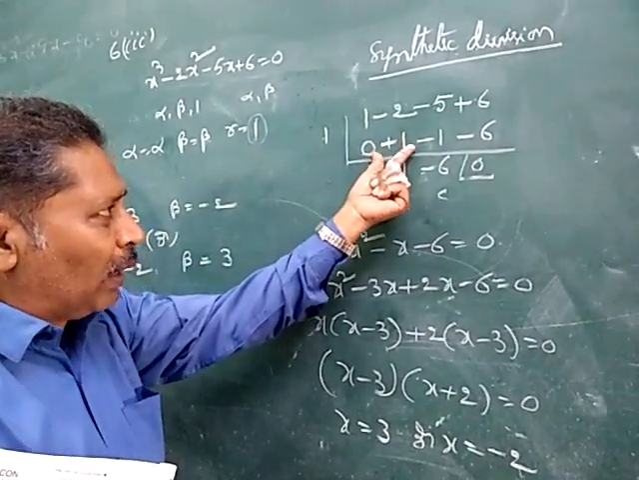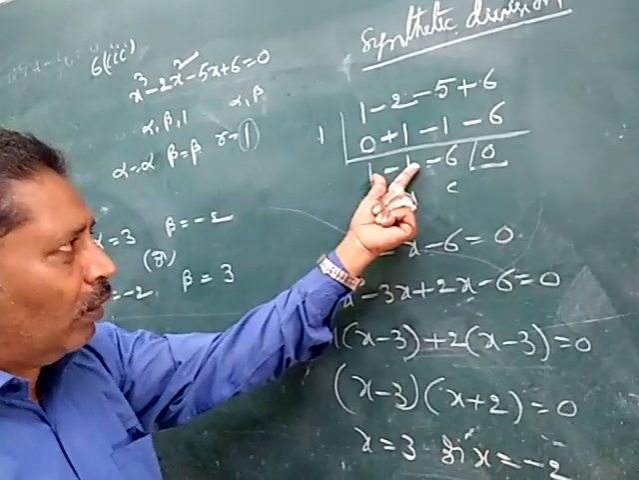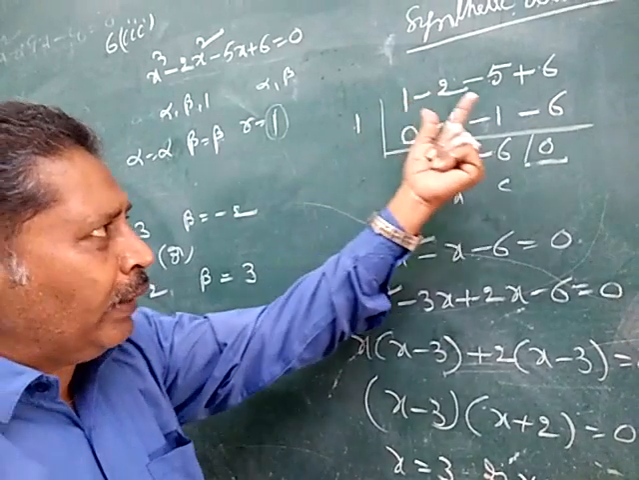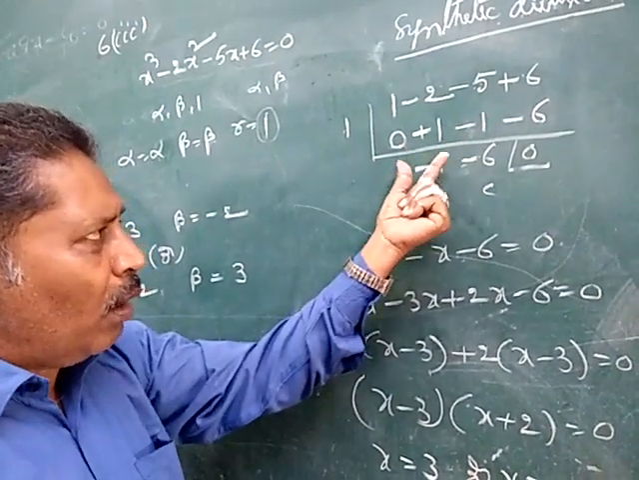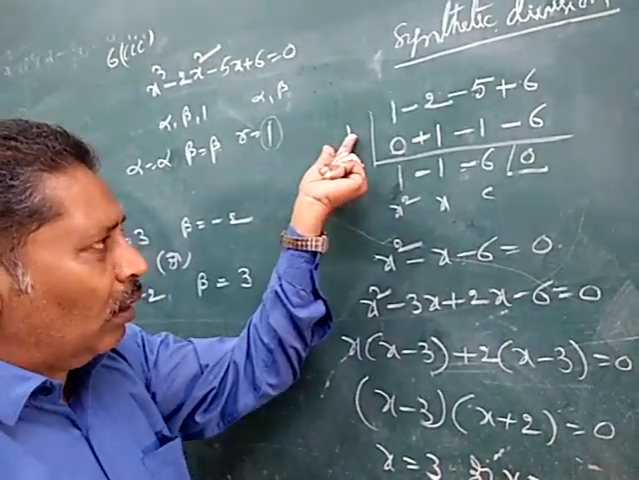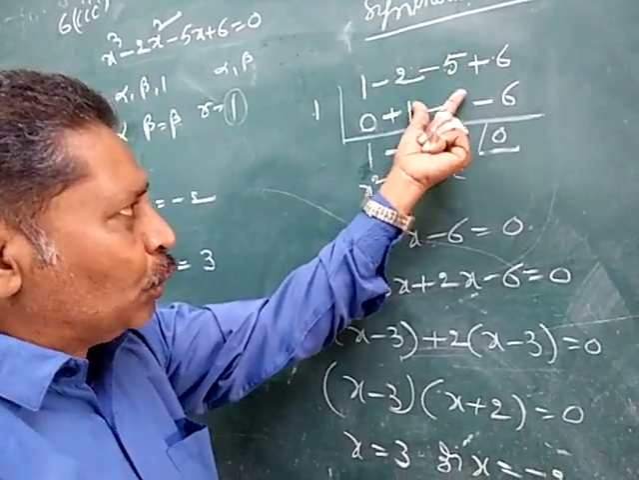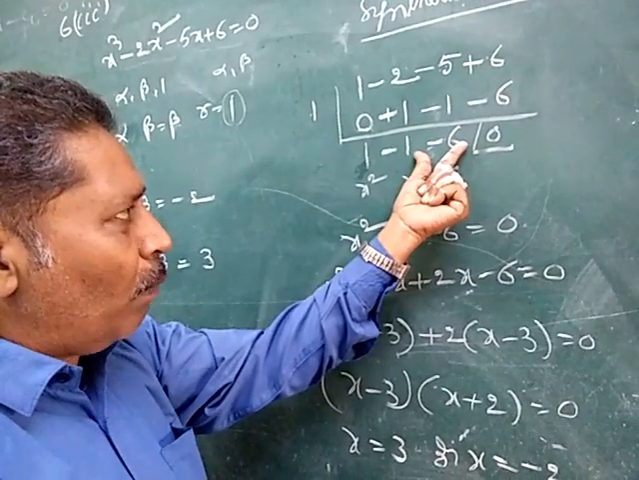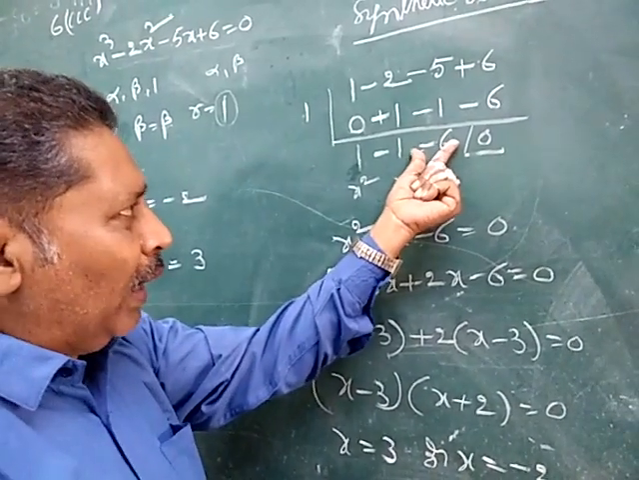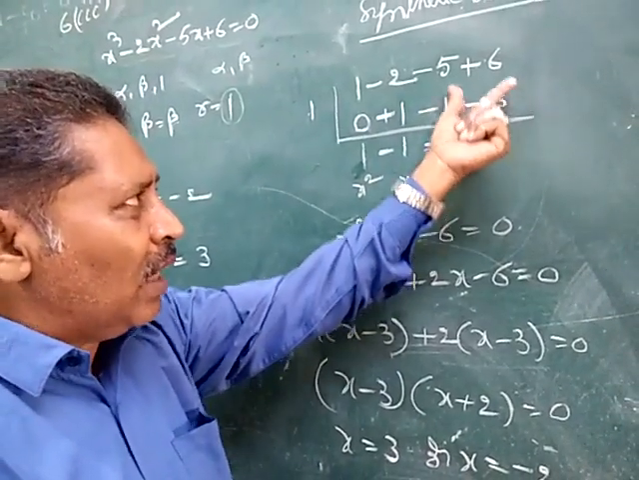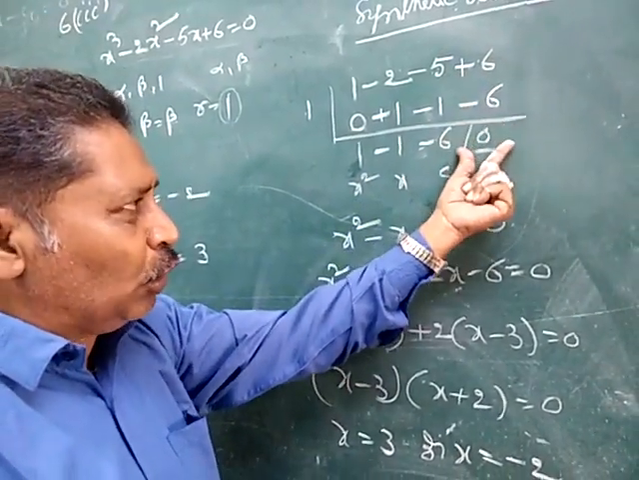Minus 2 plus 1 is minus 1. Multiply this value and this value. Write in this place. Minus 1 into 1 equal to minus 1. Adding these two, minus 6. Minus 6 into 1 equal to minus 6. Adding these two, we get 0.